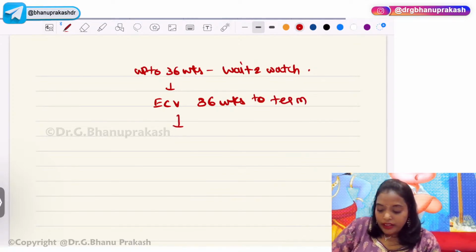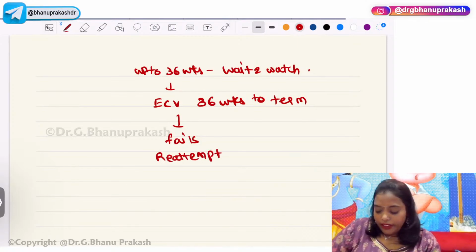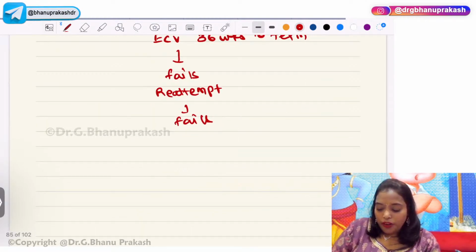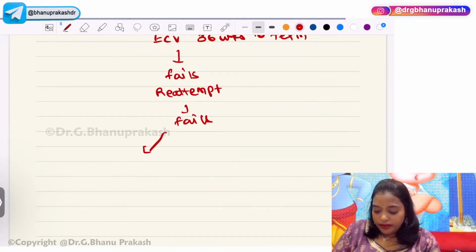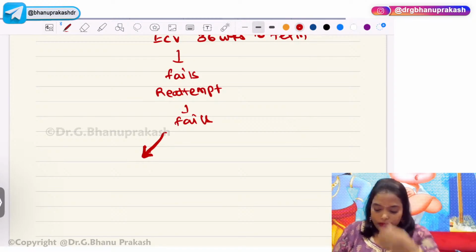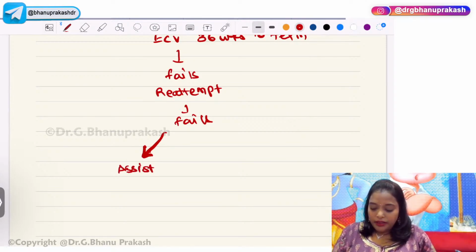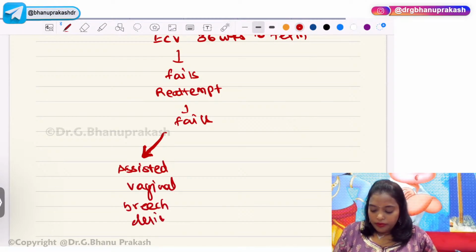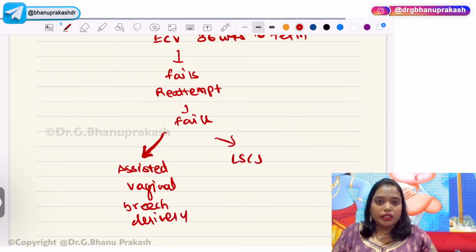If this fails, you can reattempt. If it fails again, then you will go for either assisted vaginal breech delivery or you'll go for LSCS, depending on what are the other conditions available.